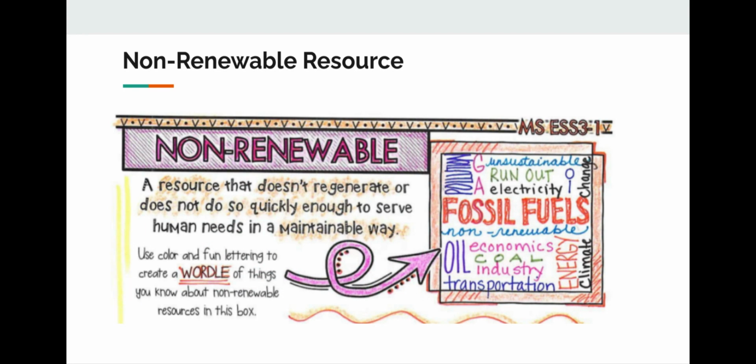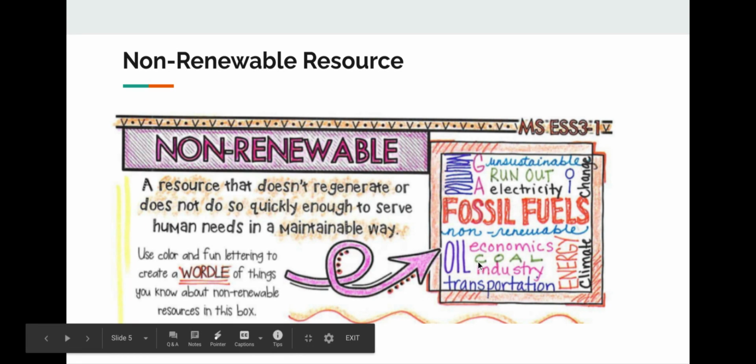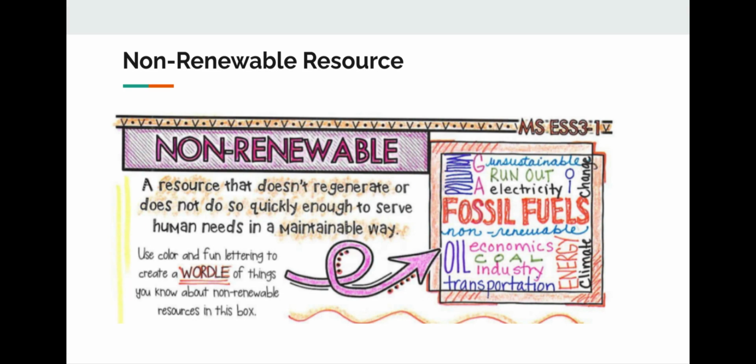Next, we're going to talk more about non-renewable resources. A non-renewable resource is a resource that does not regenerate, or does not do so quickly enough to serve human needs in a maintainable way. So we're looking at things like gas, coal, and oil. These are all things that are finite. Yes, we will get more of each of these, but it's going to take a long time. And if we burn it all very quickly, we're not going to have enough long term.